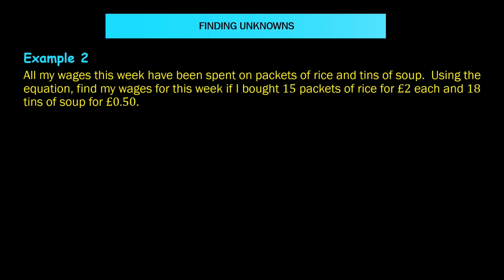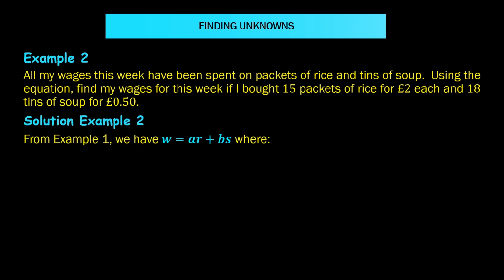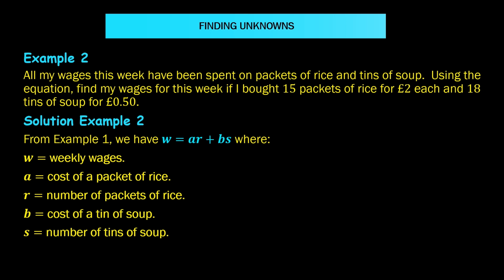Let's now see how we can find an unknown using example 1. So if we had the same example, all my wages this week have been spent on packets of rice and tins of soup. Using the equation found in example 1, find my wages for this week if I bought 15 packets of rice for £2 each and 18 tins of soup for £0.50. So let's solve this. From example 1, we have this equation, W equals AR plus BS, where the letters are represented as shown.